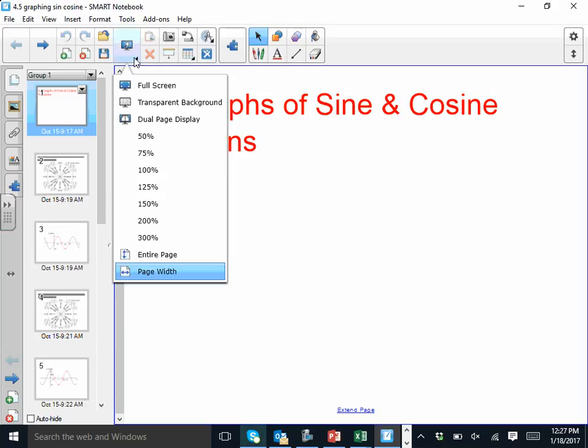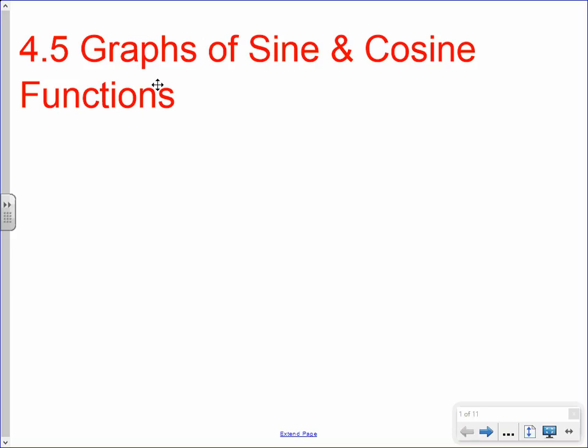And today, graphs for sine and cosine. Okay, that's what we're going to focus on the rest of the week.